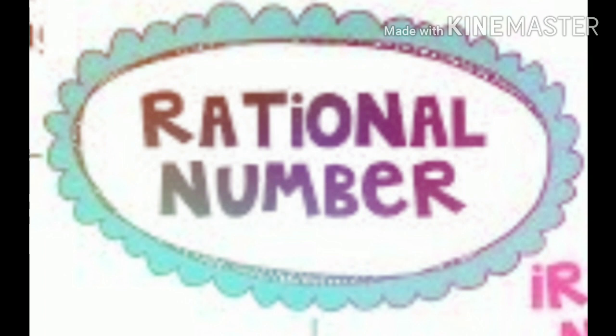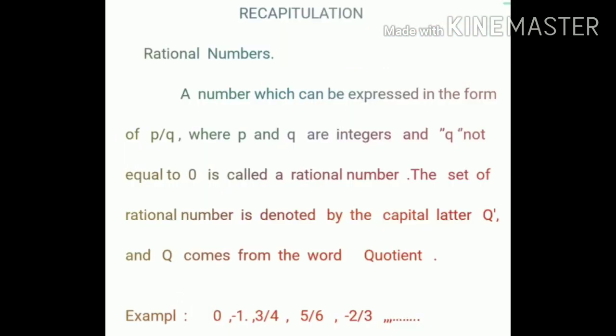So the definition of a rational number: a number which can be expressed in the form of p by q, where p and q are integers and q is not equal to 0, is called a rational number. It is denoted by capital Q.